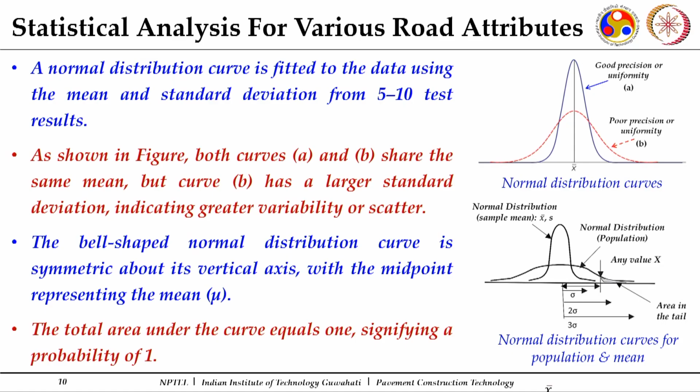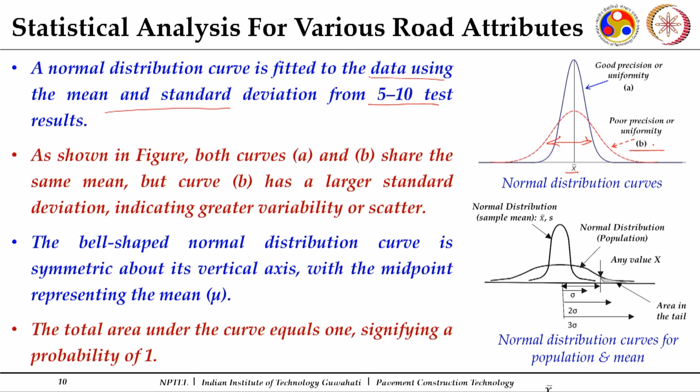Now, two normal distribution curves are drawn here using the mean and standard deviation, for example of 5 to 10 test results which have been done. So, 5 to 10 samples have been tested for a particular characteristic and we plot this normal distribution curve. In that case you can see that this one has a small dispersion of the data. This is your mean. You can see the dispersion of the data is quite less compared to the other one, which is B.